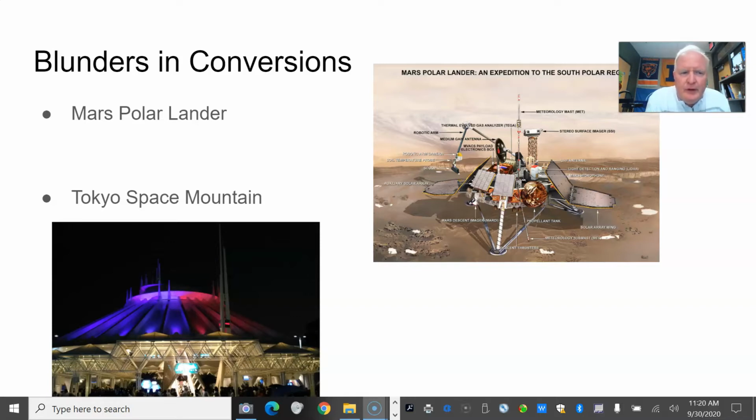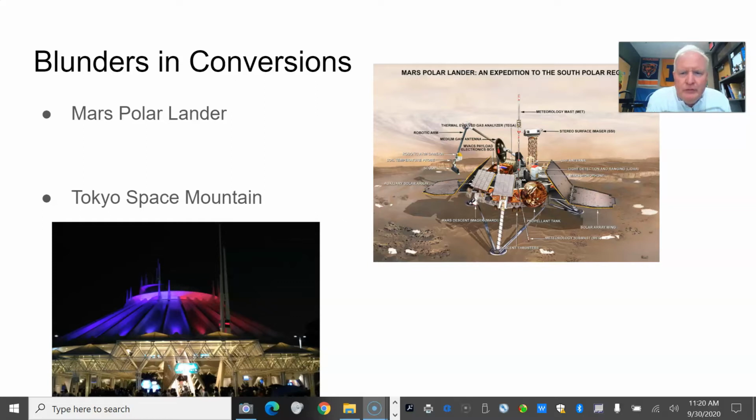But we've seen some examples of what happens if we do conversions wrong. Some of you read about the Mars Polar Lander, where the thruster data being given to NASA was given in pounds, and they were expecting it in a metric unit. And then the Mars Polar Lander ended up being almost 60 miles off course.